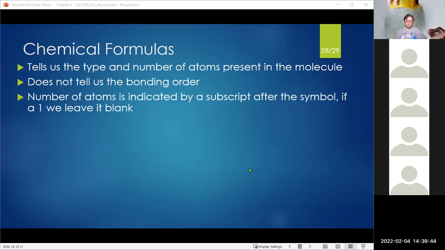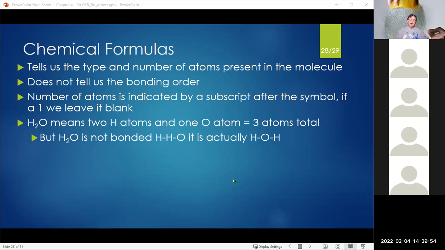We're going to learn more about that with time, okay? If a symbol has no subscript, it's understood to be a 1, just like in mathematics, leave it blank. So for example, we have H2O that says there's 2 hydrogen atoms and 1 oxygen, okay? So it's a total of 3 atoms for a molecule of H2O. It doesn't say that hydrogen is bonded to hydrogen.